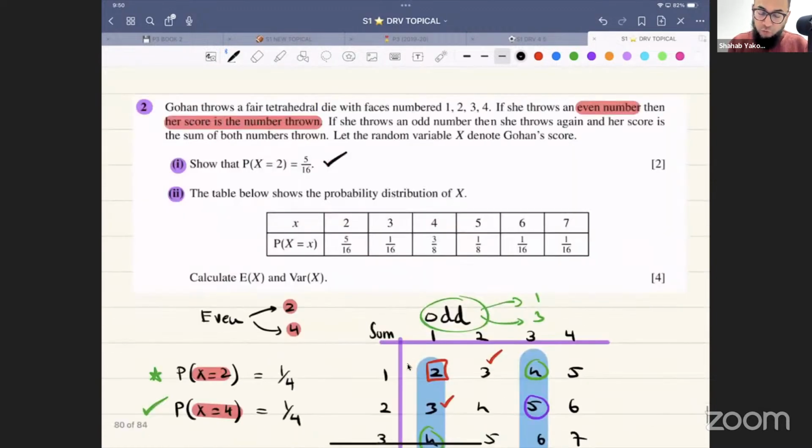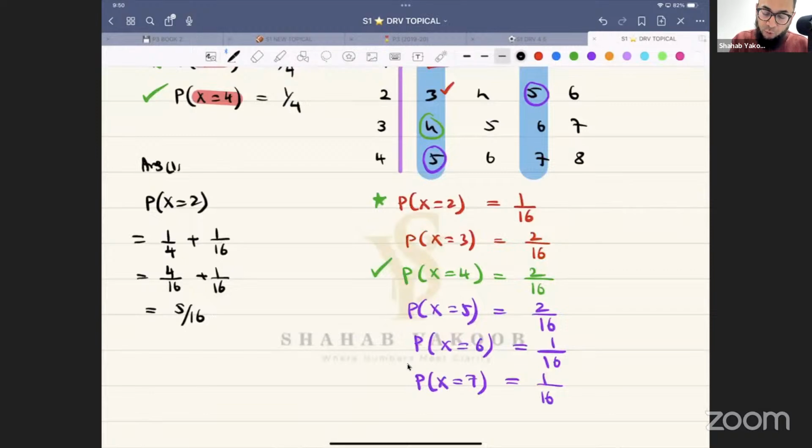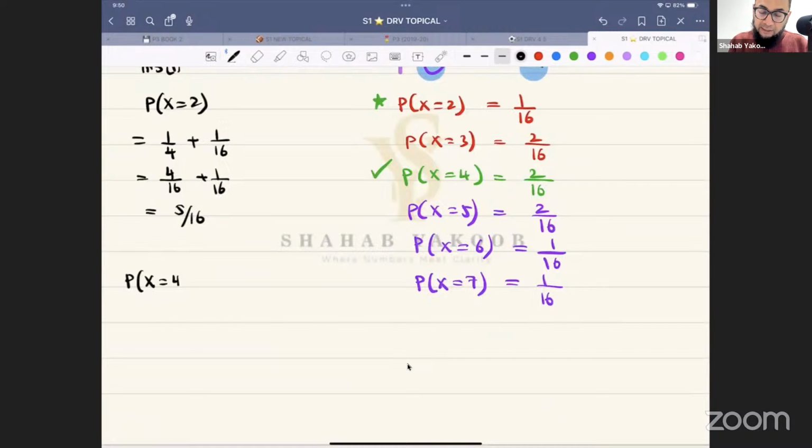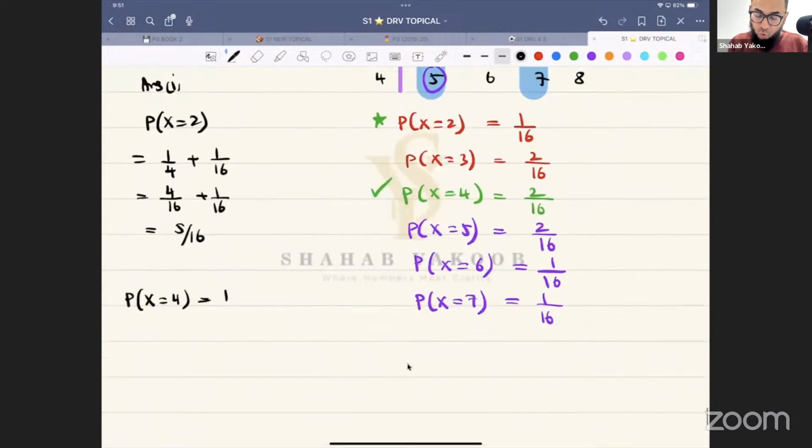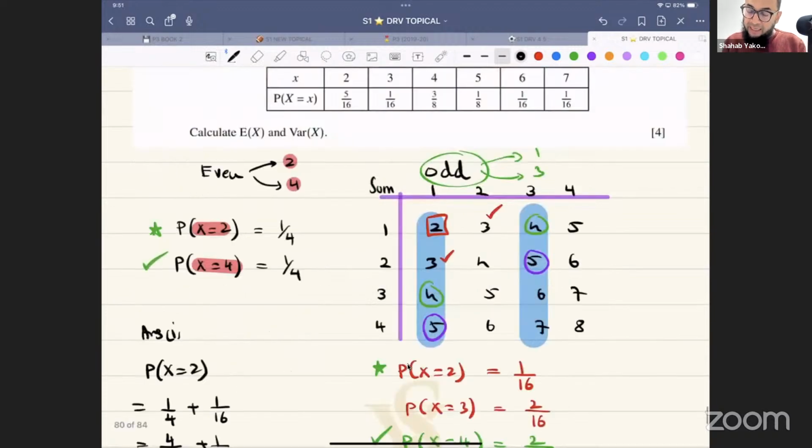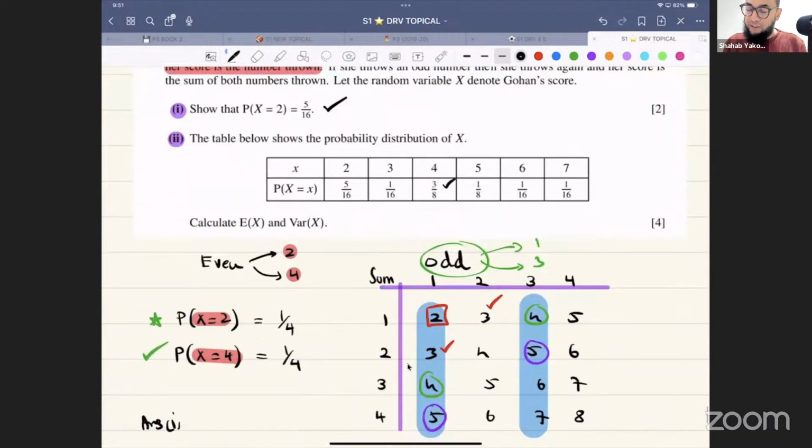The first part for 2 marks is done. So the answer of part 1 is done. Similarly, if I write probability x is equal to 4, that is 1 over 4, and from here, that is 2 over 16. This is 4 over 16 plus 2 over 16. This comes out to be 6 over 16, which can also be written as 3 over 8. That is already written over here.